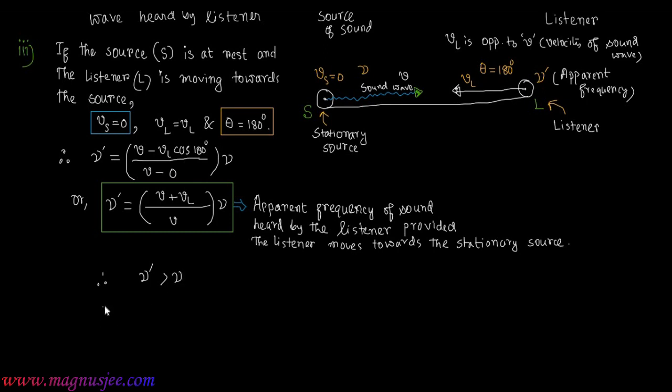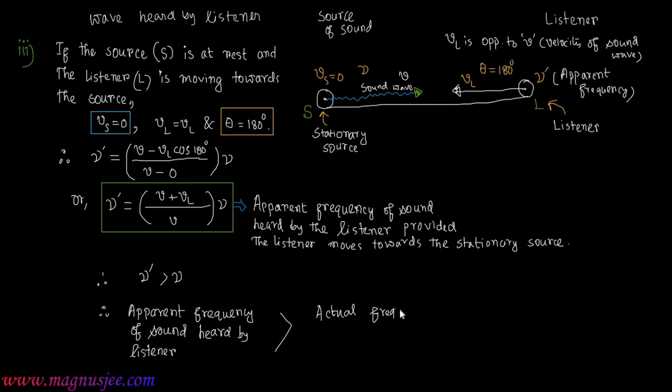Therefore, nu prime is greater than nu. That means the apparent frequency of sound heard by the listener will be greater than the actual frequency nu of the sound wave produced by the stationary source of sound.